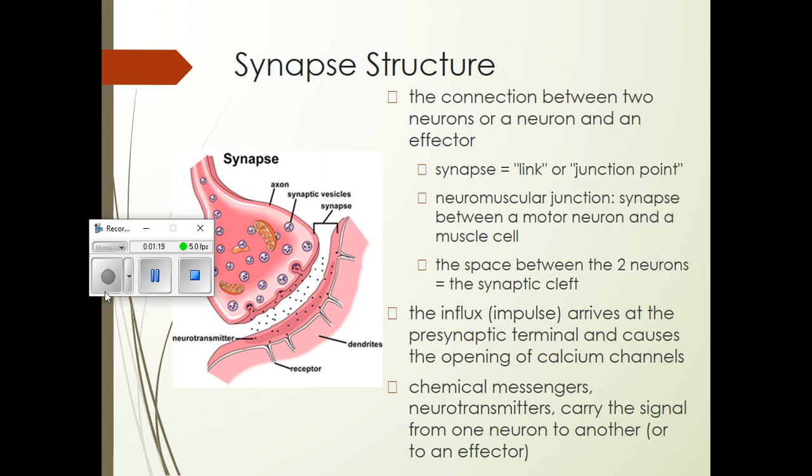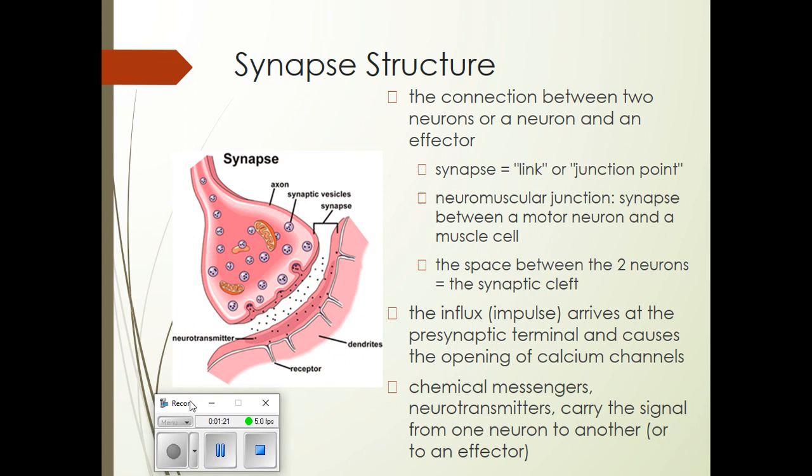So much like yesterday where I had one picture but several slides, that's kind of what we're looking at today. So I'm going to talk about the things that you see on this picture and some information that goes along with it. So a synapse is, like I said, the connection between two neurons. The word synapse means link or junction point, and especially in the context of your neurons connecting to your muscles, which are effectors, we use the term neuromuscular junction.